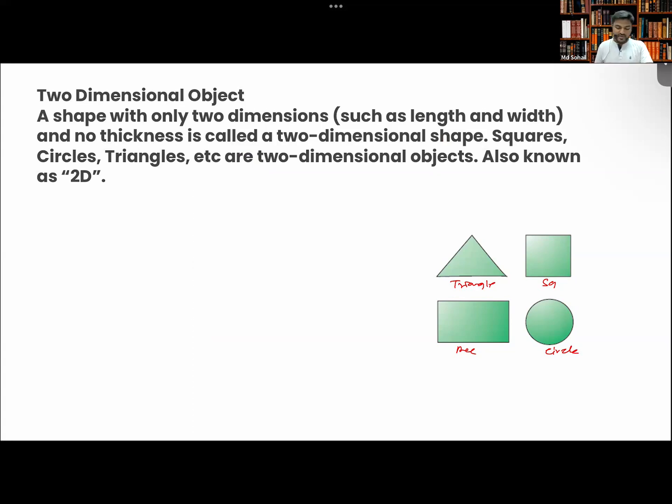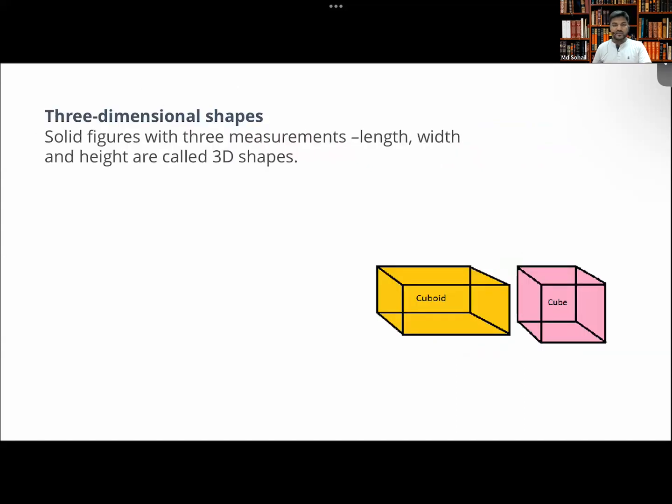Okay, so we see that a shape with only two dimensions, such as length and width, and no thickness, is called a two-dimensional shape. For example, squares, circles, triangles, etc. These are two-dimensional shapes. Getting it? Okay. Then you have examples of 3D figures.